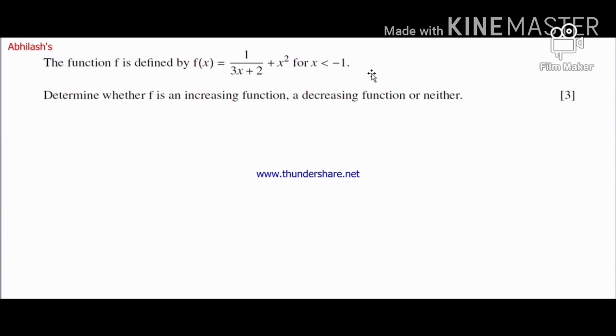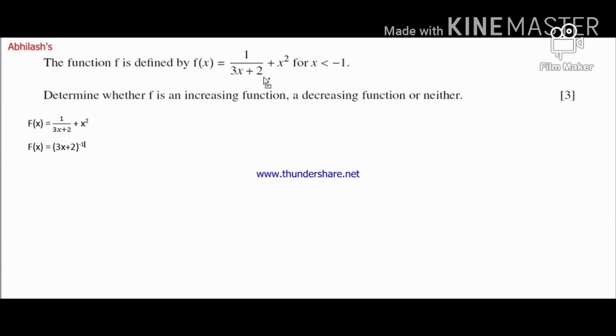The function f is defined by f of x is equal to 1 by 3x plus 2 plus x square for x less than minus 1. Determine whether f is an increasing function, a decreasing function, or neither. So for this, let's consider the function f of x is equal to 1 by 3x plus 2 plus x square.